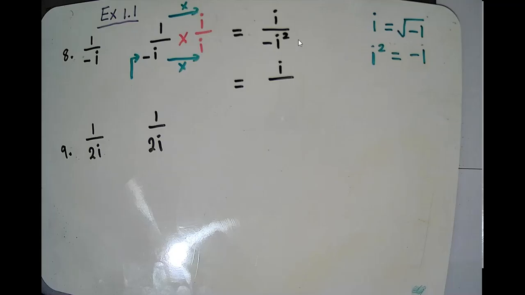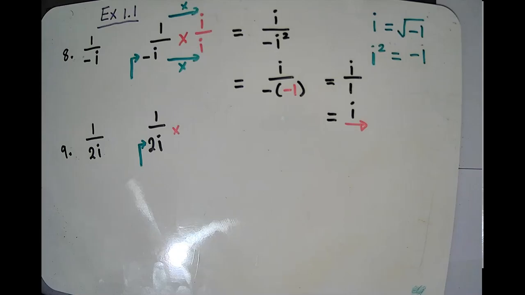I times I is I squared. 1 times I is I. So what will you do in the denominator? Think about it. Do you see I squared? What is I squared equal to? I squared is equal to minus 1. So we now have a negative times a negative. A negative times a negative is a positive 1. We then have I over positive 1, which is equal to I.